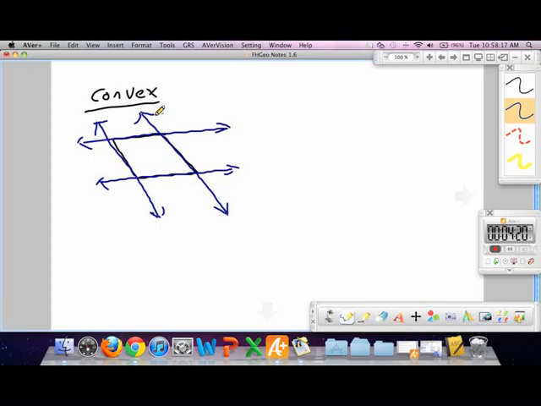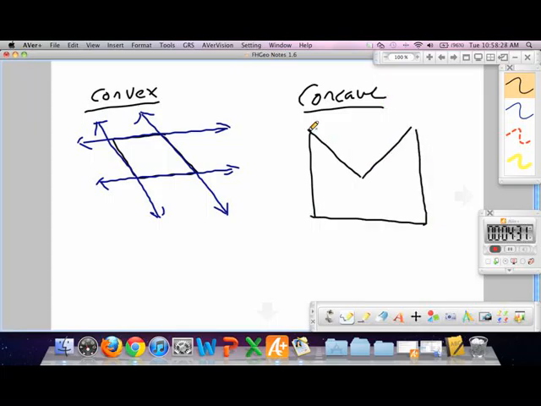Versus a concave polygon might look something like this. Here's a really easy example. If you drew this simple shape, it's possible to draw a line through one of the sides so that it goes in the interior. Namely, if you extend this side, this piece is on the interior. So this means if it's on the inside, it's got to be concave.